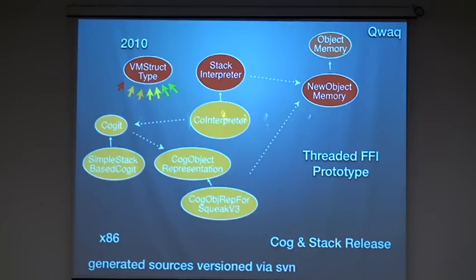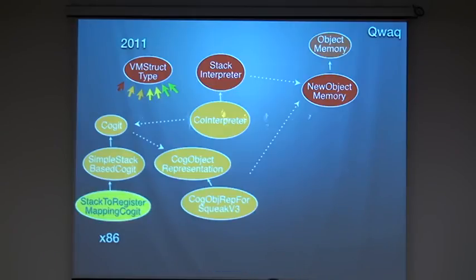So that's like Cog v1, and then Cog v2 is where we added the stack to register mapping Cogit. That was a time when life was bad at Qwaq, and we'd had a new management team coming in, and they were trying to get us to produce a new release. I had a visit planned with Marcus Denker, and I was going to work on this, and I decided to work on it, and they fired me and had to take me back as a consultant, which was fun. And this allowed the VM to go a fair bit faster.